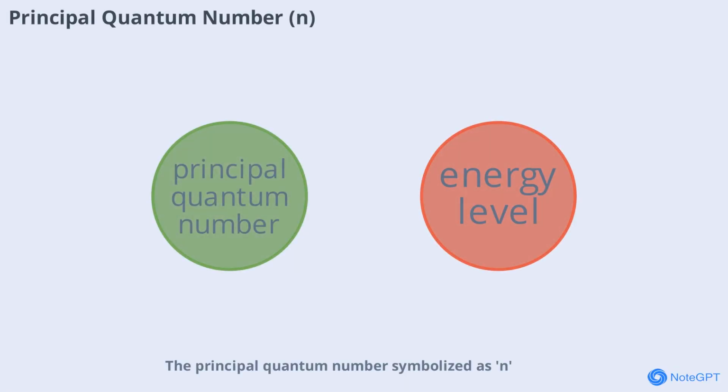The principal quantum number, symbolized as n, is one of the key numbers that describe atomic orbitals. It indicates the main energy level or shell in which an electron resides. The higher the value of n, the farther the electron is from the nucleus and the higher its energy. This quantum number helps organize electrons into different shells, which is crucial for understanding the structure of the periodic table and the behavior of elements.